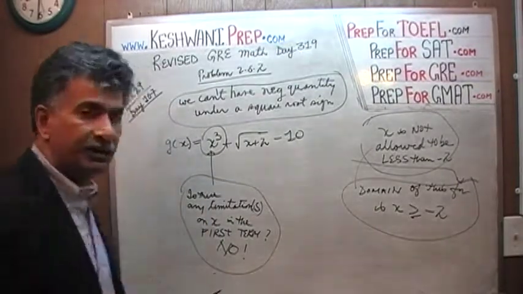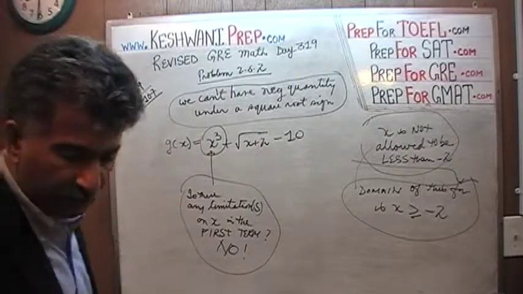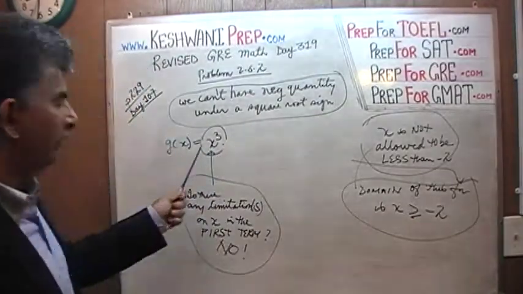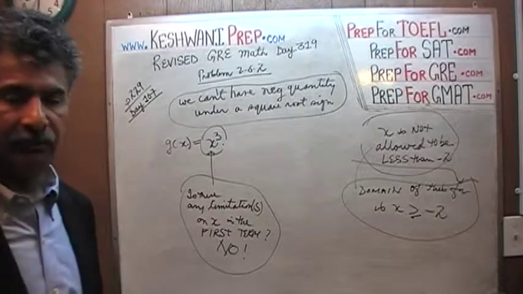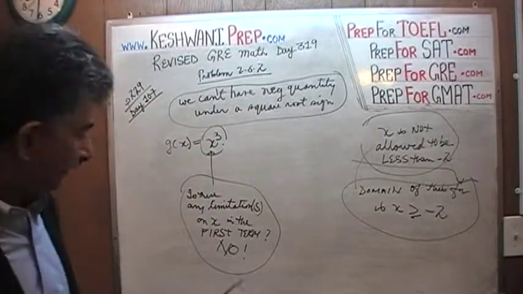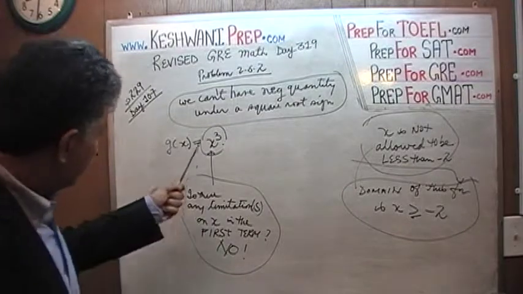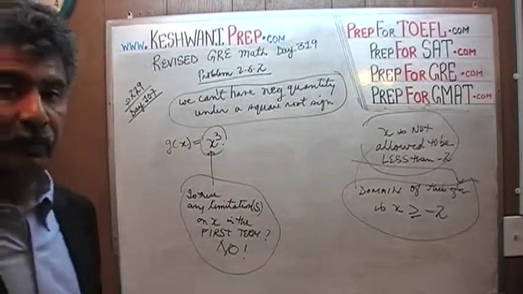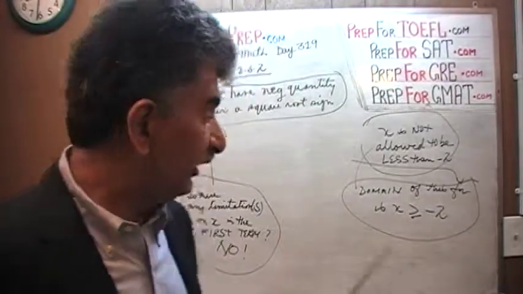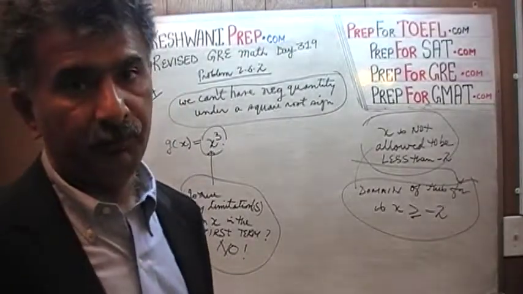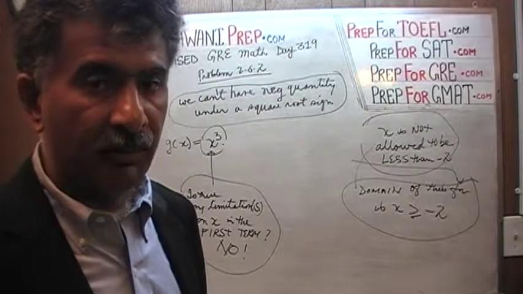Another way of saying the same thing: if we were told that g of x equals x cubed and nothing else, we would have asked ourselves, is there any limitation on the x here? The answer is no. Another way of saying it is that the domain of this function is all real values of x. But unfortunately, we have more to it than that.